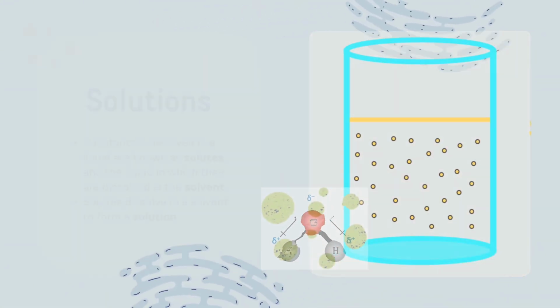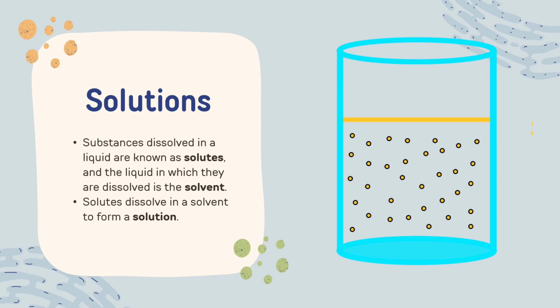Next is solution. In a solution, the substance being dissolved is called the solute, and the liquid doing the dissolving is the solvent. A solute dissolved in a solvent is called a solution. Water is the solvent of life, allowing essential reactions to take place in the body.